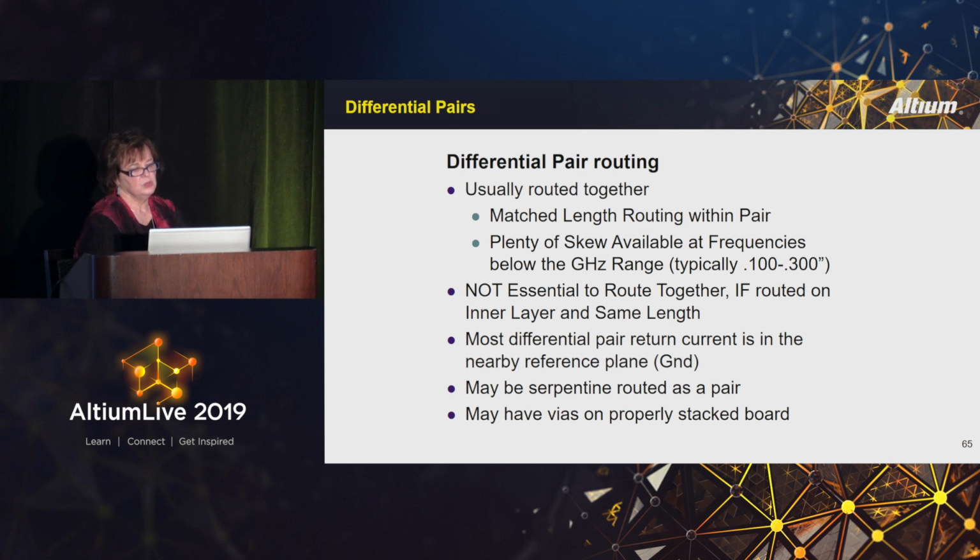Differential pair routing: usually routed together, matched length within pair, generally plenty of skew available, not essential to be routed together, as I mentioned earlier, but it's a good idea if you do it, and it's easier for spacing allowances around it. They can be serpentine routed, and they can have vias, and don't think that somebody says to you that they can't have vias in them and transition to another layer.